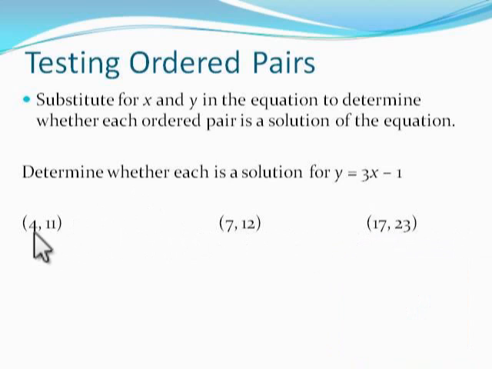So let's try this ordered pair of 4, 11. So in other words, if we put 4 in for the x value, because we know x always comes first in our ordered pair, if we put 4 here, will we get a result of 11? Because that's our y-coordinate value. So 3 times 4 is 12, minus 1 is 11. So this would be a yes.